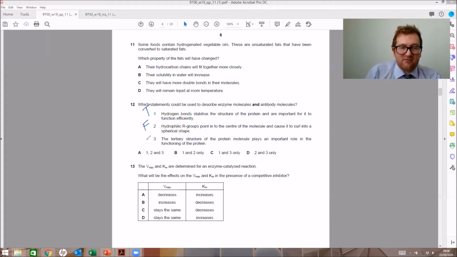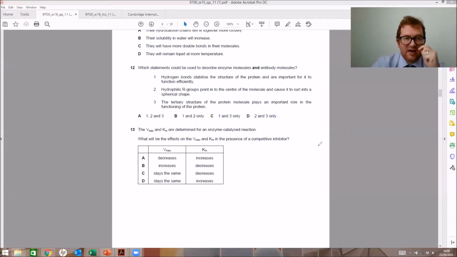Statement number 3, well, this is very true. The tertiary structure is very important based on the type of bonding that takes place between the various amino acids and the R groups. So statement 3 is very true. Now, if you could have eliminated option 2 as being incorrect, you could have eliminated options A, B, and D as incorrect answers, leaving only option C as the correct answer.